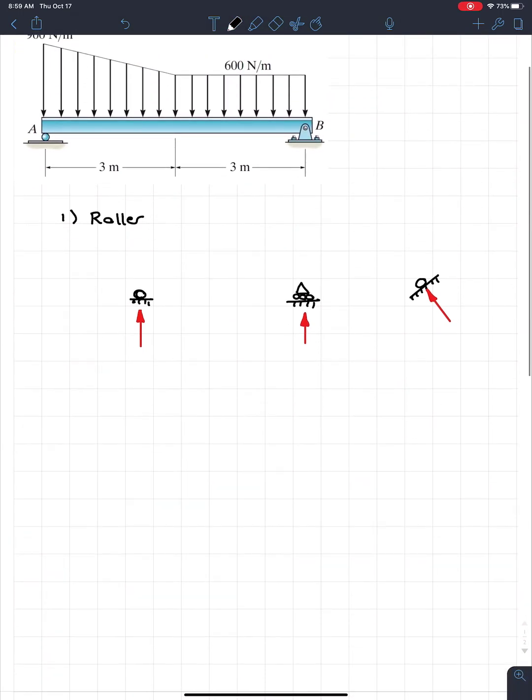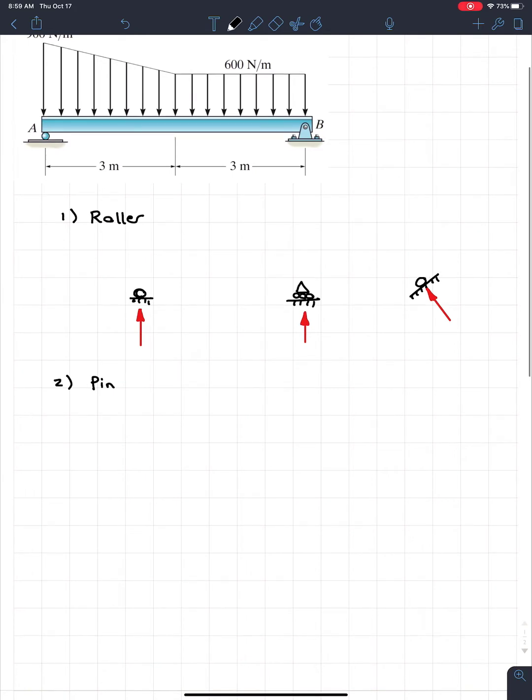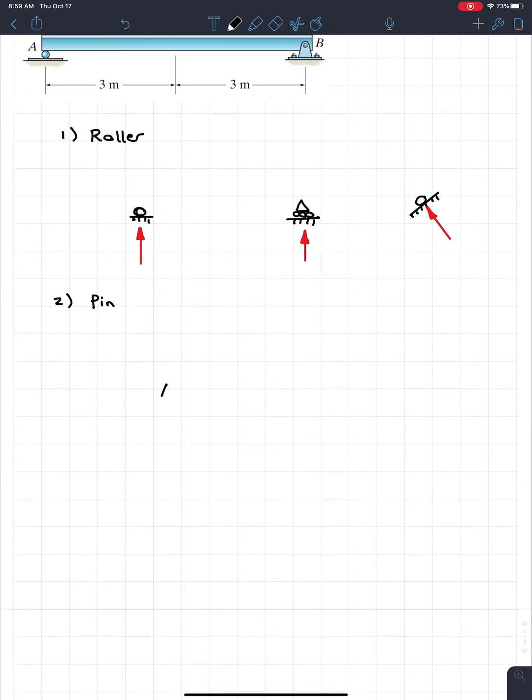And so the second type is one that's very, very common. It's called a pin, or a pinned connection. And how do we symbolize that? Well, it's simple. It's just going to be a triangle. And the key is there's going to be no wheels underneath this triangle. So a pin is very specific because it offers support in both the vertical as well as the horizontal direction. So if you see a pin, we have to put two support reactions, one vertical, one horizontal.